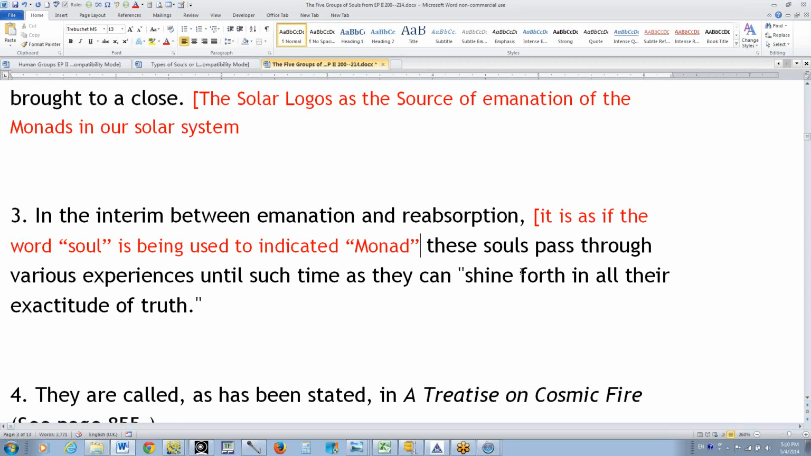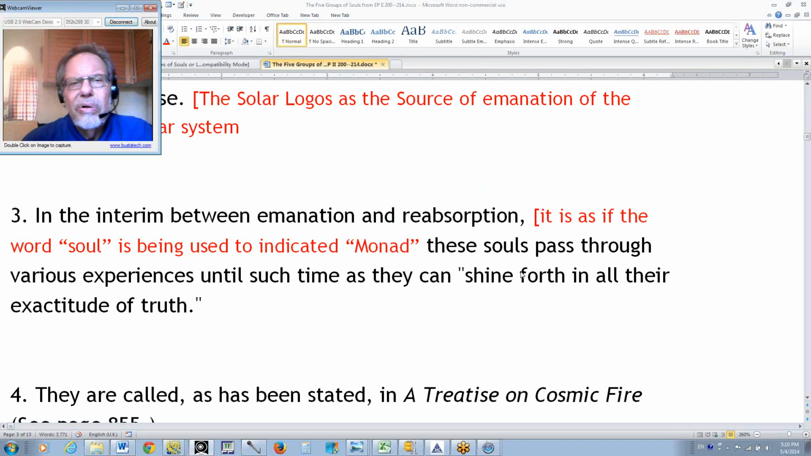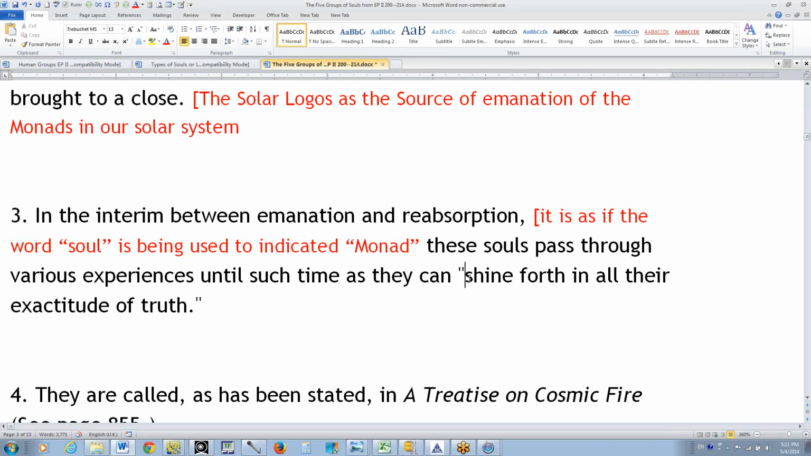So between emanation and reabsorption, the selves emanate from the heart of being. A soul is a unit of consciousness, and a monad also is a unit of consciousness. It's first a unit of being because you have to exist, you have to be before you can be conscious. At least that is my assumption, and in that I think I differ from maybe some Buddhists, but it seems that being is primary and consciousness is derivative from the state of being. So in the interim between emanation and reabsorption, these souls pass through various experiences until such a time as they can shine forth in all their exactitude of truth.